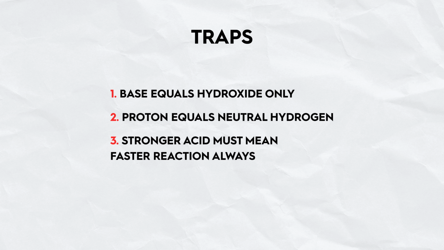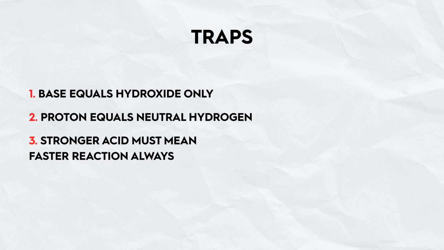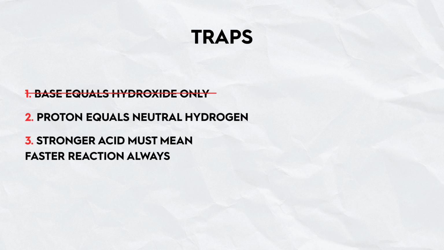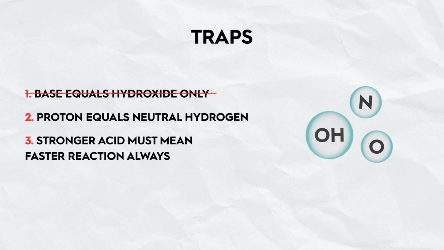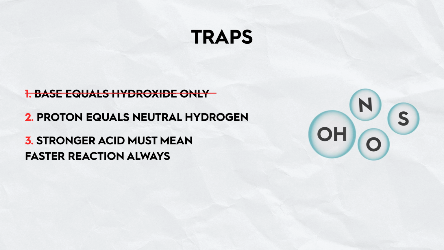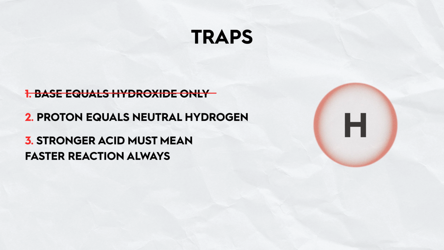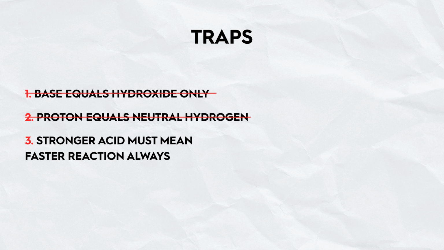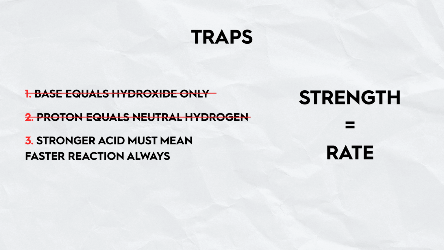However, please do watch out for these traps. 1. Bases are not only found in hydroxide groups, as lone pairs on nitrogen, oxygen, and sulfur can act as bases. 2. A proton is not a neutral hydrogen atom. It is the ion of hydrogen, H+. And 3. An acid's strength and rate are related, but not identical ideas.